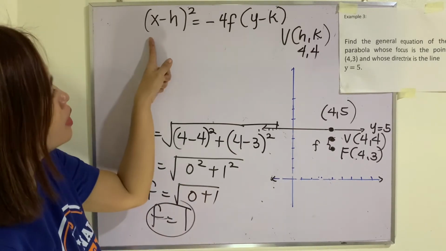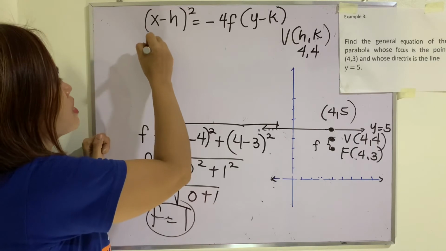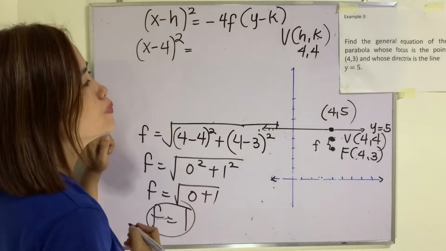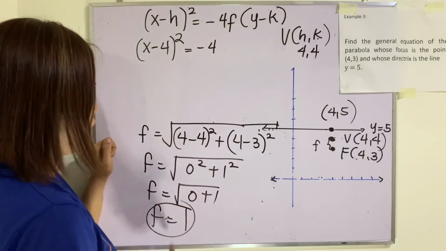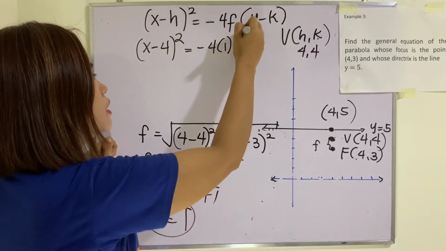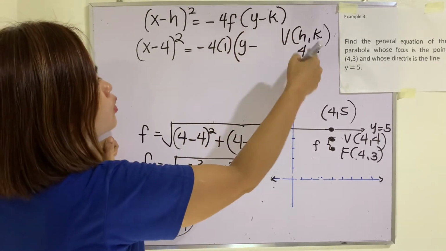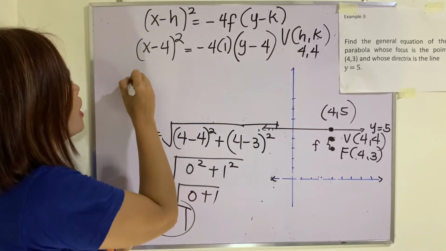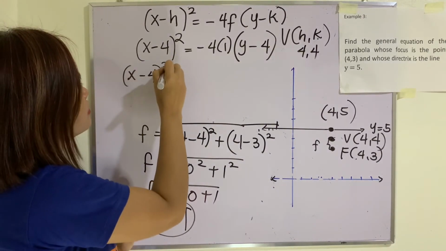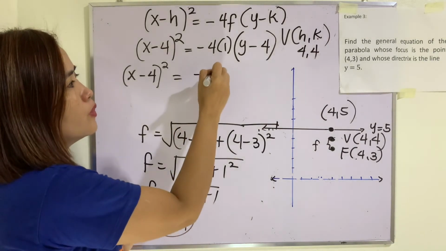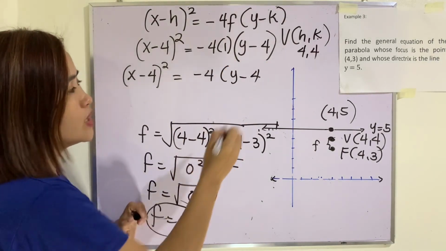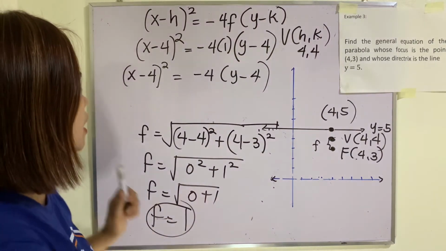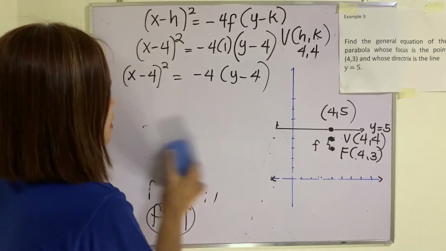So we are now ready to substitute it here. This is x minus 4 squared is equal to negative 4 times 1 times y minus 4. So let us simplify it. This is x minus 4 squared equals negative 4 times y minus 4. This one is the standard form, but we are looking for the general form. So meaning we need to expand this one.